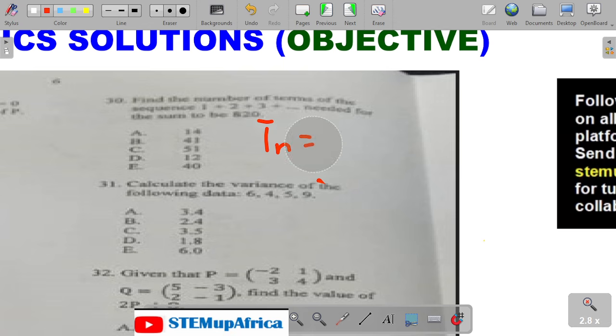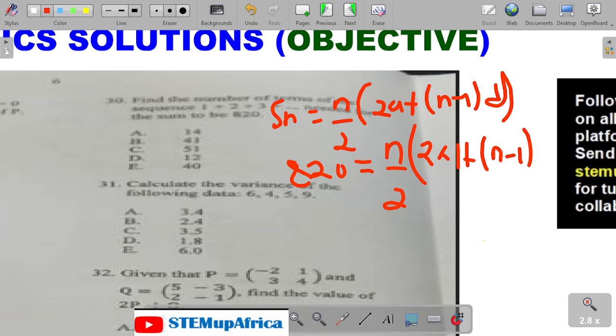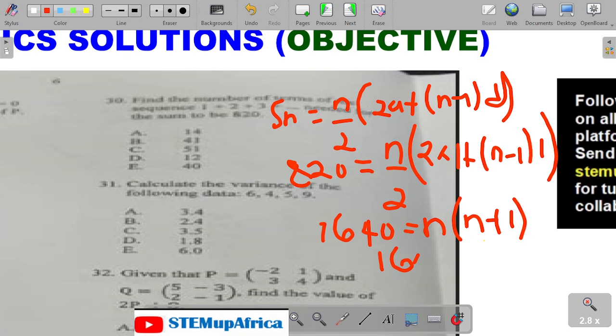So I'm going to have Sn equals n over 2 bracket 2a plus n minus 1 d. So the sum of the terms is 820 equals n over 2. The first term is 1, 2 times 1 plus n minus 1. Common difference is also 1. I can multiply, having 1640 equals n into n plus 1. So I have 1640 equals n squared plus n.